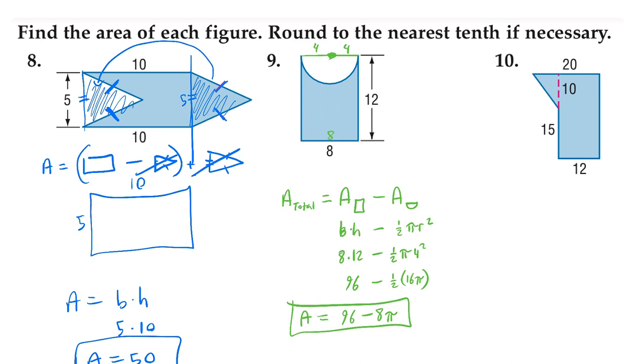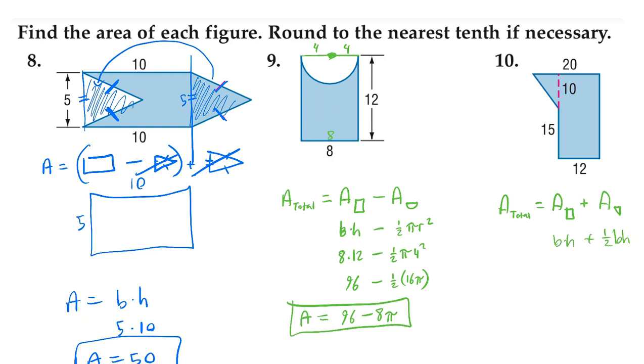All right, this one over here, very clearly we're going to add, right? We're going to add the area of a rectangle here plus the area of the triangle. And so the area total equals the area of this rectangle plus the area of this triangle. And so that's going to be what? Base times height plus 1/2 base times height.